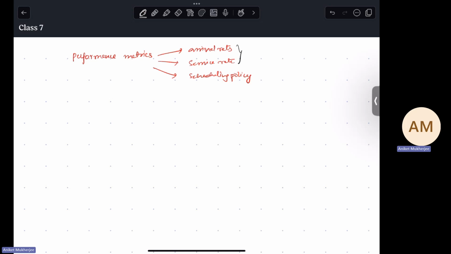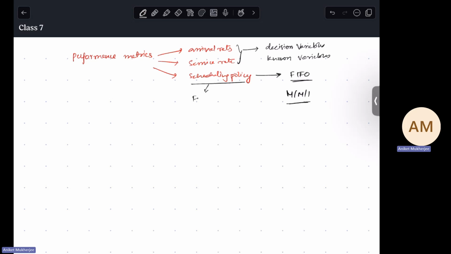In the last 6 classes, we saw different variations of changing arrival rates and service rates. So we have decision variables and known variables from both arrival rates and service rates, while we fixed the scheduling policy as a FIFO policy, first in first out, for M/M/1 queues. Now we'll try to find the best scheduling policy so as to optimize some performance metrics.